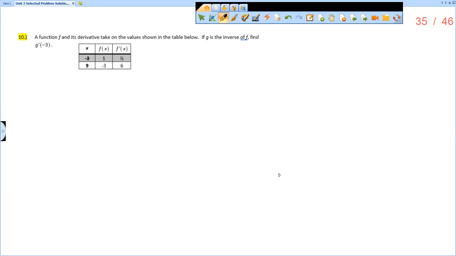This is the solution video for section 3.6, problem number 10. A function f and its derivative take on the values as shown in the table below. If g is the inverse of f, find g prime of negative 3. So remember, g is the inverse of f, so g is equal to f inverse. So when I want g prime of negative 3, I am looking for f inverse prime of negative 3.